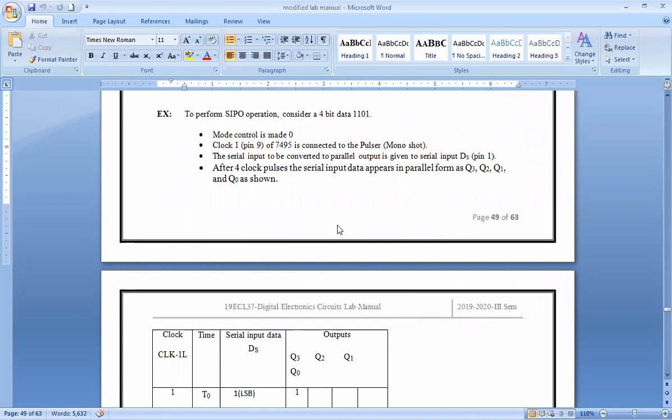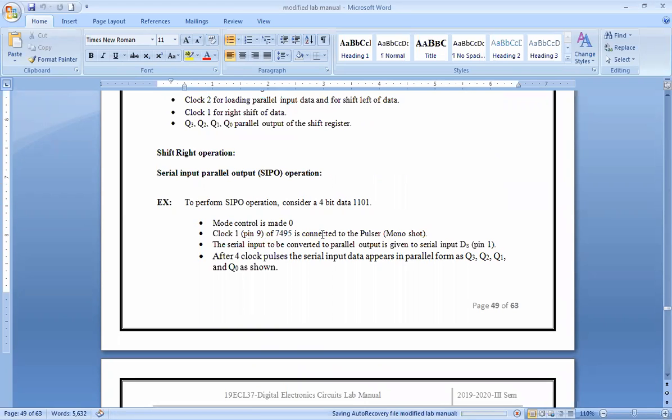So the mode control is now made 0. When I make it 0, clock 1, which is at pin 9, is connected to a pulsar monoshot. So here what is happening? The serial input is getting converted to parallel output, which means I have to make my DS pin 1. After 4 clock pulses, the serial input data appears in parallel form across Q3, Q2, Q1, and Q0.